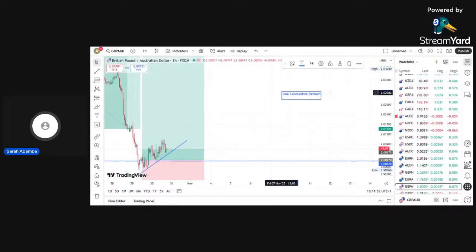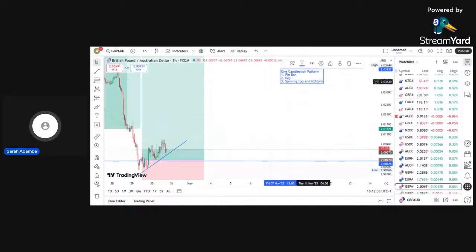For the one candlestick pattern, we have the pin bar, and we have the doji, although I don't really use the last one, but let me just indicate it here. We have the spinning top and bottom. These are the patterns that we have: pin bar, doji, spinning top and bottom.